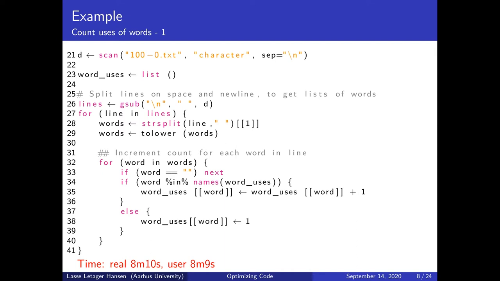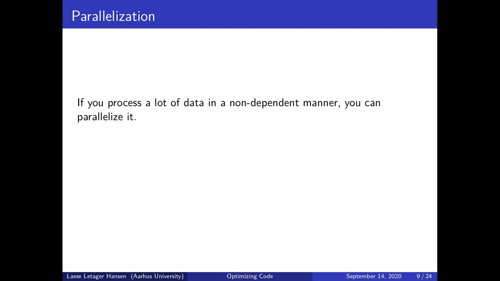A simple way to improve the runtime of your code is basically just parallelization. The idea is you can split the problem into some parts and then do all of those parts in parallel. So if the data is non-dependent, so if one instance of the data doesn't depend on the next or the previous, then you can do this parallelization. And the idea is you use all of the computer's power instead of just part of it.